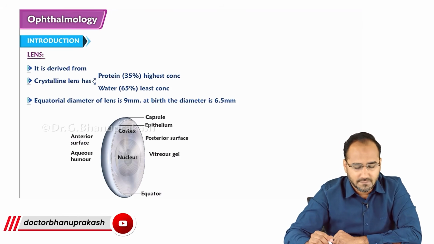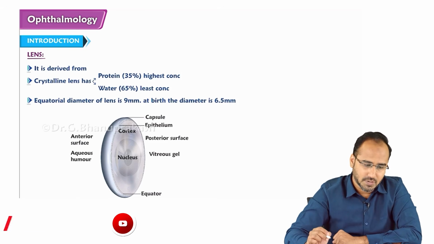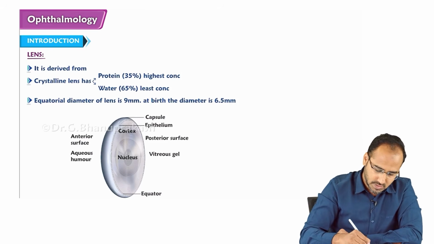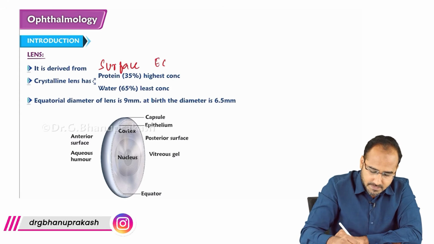These are derived from surface ectoderm. So lens is derived from what, guys? Surface ectoderm. Lens is derived from surface ectoderm. Now, just write there, lens is derived from surface ectoderm.